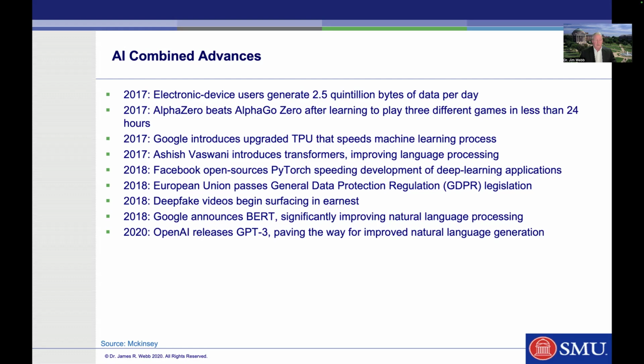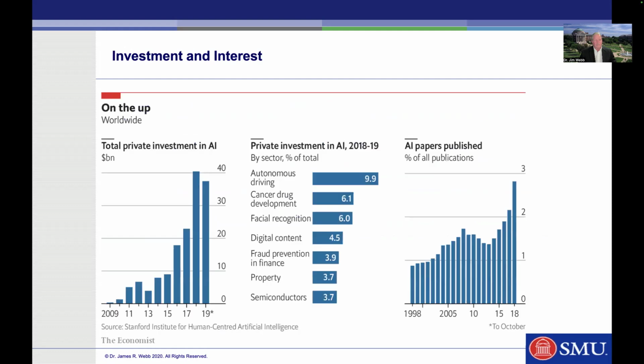2018, deep fake videos. And it's been a real problem. You're going to see them probably in elections. I know people do this to humiliate teenagers and all kinds of different things. 2018, Google brings BERT, which improves natural language processing. 2020, ChatGPT, which is something that's really starting to explode and bring artificial intelligence to the next level.